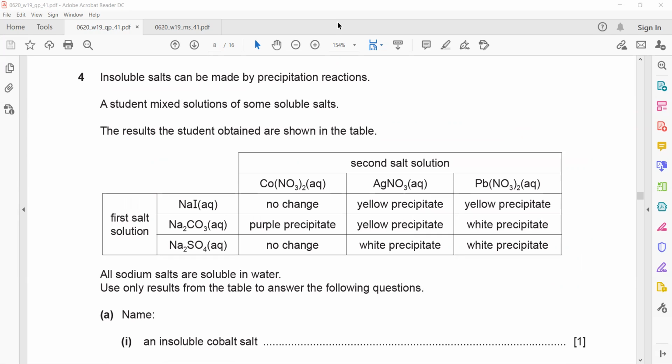Insoluble salts can be made by precipitation. Precipitation means when we mix two salt solutions and a solid is formed, we call this reaction precipitation. A student mixes solutions of some soluble salts. All nitrates are soluble, so the student mixes them, and these are the results. All sodium salts are water soluble. Use only the results from the table to answer the following questions.